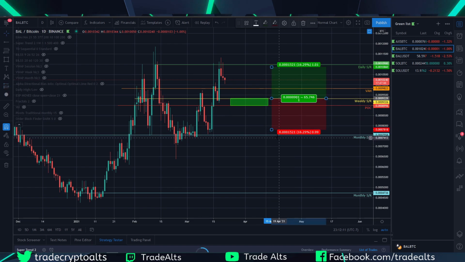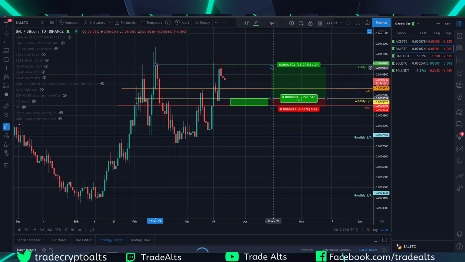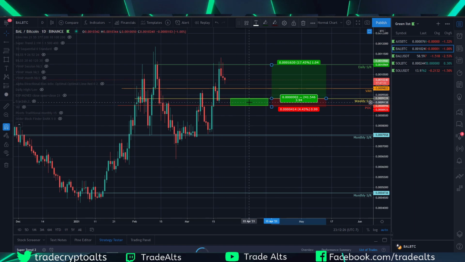So if you took a long position off of this weekly, your invalidation could be really low. So you're talking like 4%, and it depends on where you would look to take profit. So first would be this daily, right? This is kind of how I would set it up. Not financial advice, just for educational purposes only.